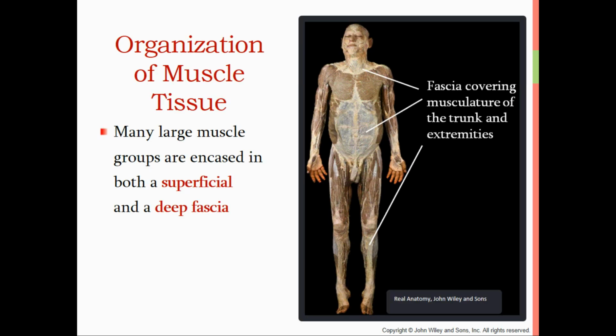Many large muscles are grouped in cases with both superficial and deep fascia. Superficial, of course, would be on the surface. Deep would be down on the inside. And for those of you who have ever wondered what a real cadaver looks like, this is a picture of a real human cadaver. And so you can see this lighter color area here. That's a fascia that is over top, a superficial fascia that is over top of the abdominal muscles.